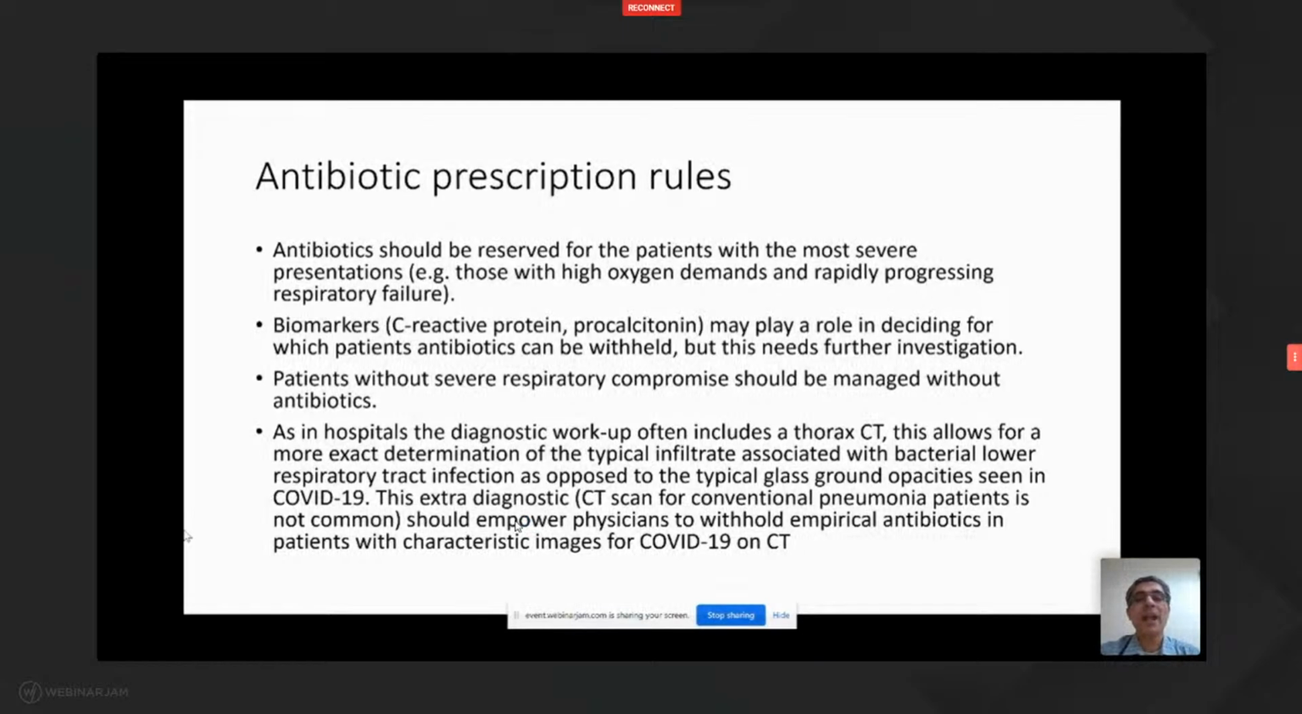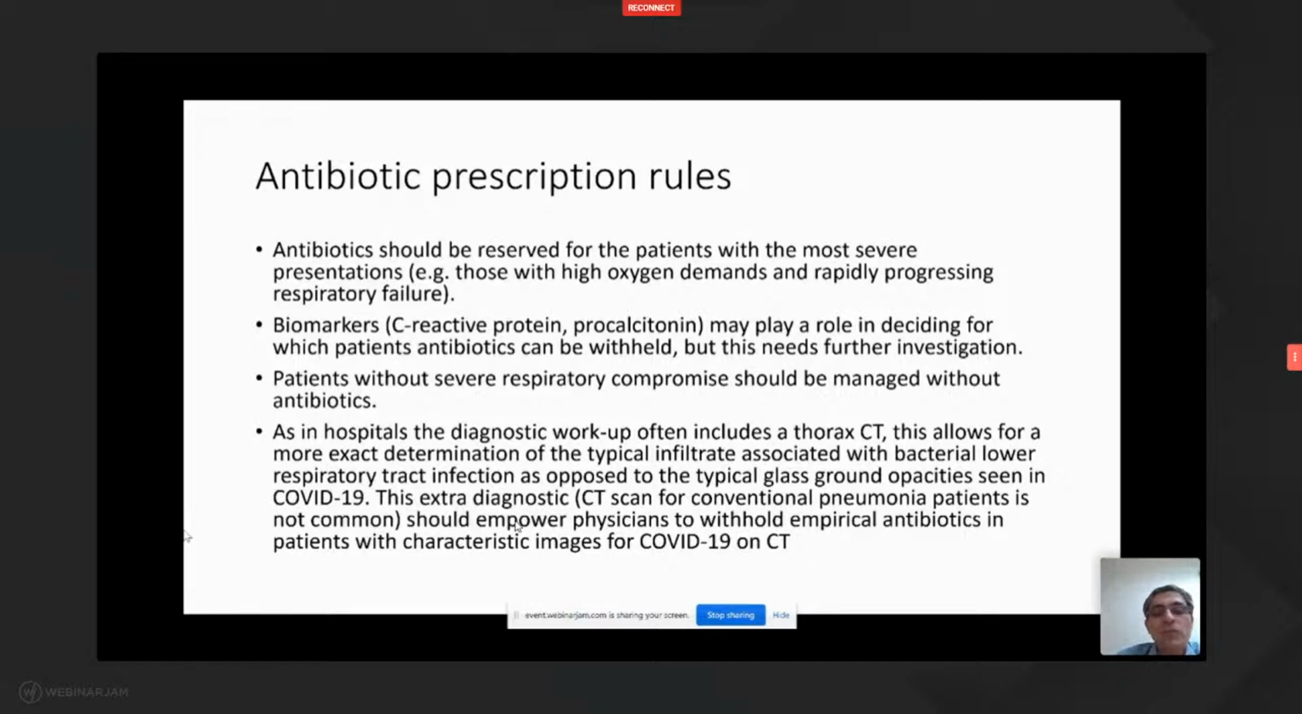So antibiotics in the initial phase, to rule out co-infection with strep pneumo or H influenza, should be given only to those patients who have high oxygen demands and rapidly progressing respiratory failure, or severe or life-threatening COVID-19 infection. You can use biomarkers, especially in the severe patients. If biomarkers like CRP and procal are decreasing, or procal is normal, we may be able to withhold antibiotics. But again, there is no data in this subset of patients that we can withhold antibiotics safely without ruling out other infection. So patients without severe respiratory compromise should be managed without antibiotics, especially the mild to moderate cases.